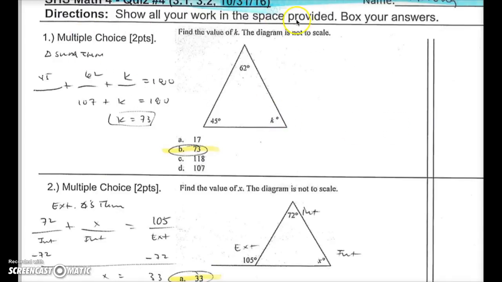Directions: show all of your work in the space provided. Box your answers. Question number 1 is multiple choice and it's worth 2 points. It says find the value of k. The diagram is not to scale.